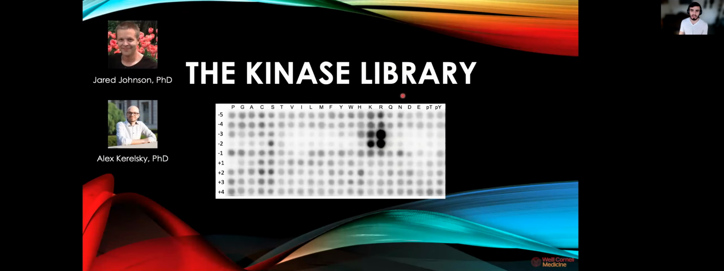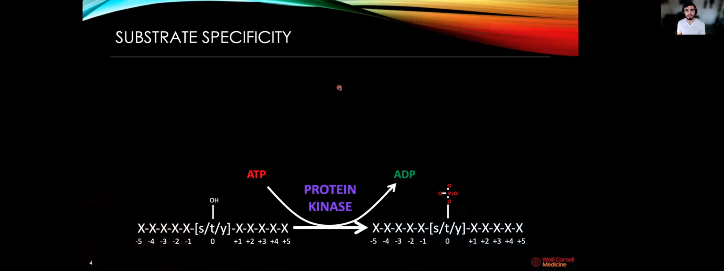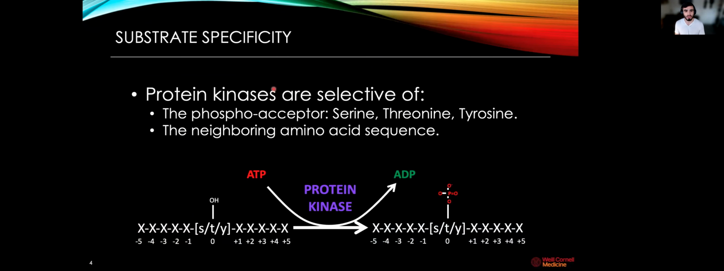The system is called the Kinase Library and is based on two central assumptions regarding protein kinases. The first assumption is that protein kinases are selective for the central phosphoacceptor, whether it is a serine, a threonine, or a tyrosine. But the second assumption, which is the most important for our system, is that protein kinases are selective for the neighboring amino acid sequence around the phosphoacceptor. That means that once a protein kinase encounters a potential phosphorylation site, it will look at the amino acid sequence around it: the amino acids on the left, denoted in the minus positions, and the amino acids on the right, denoted in the plus positions.